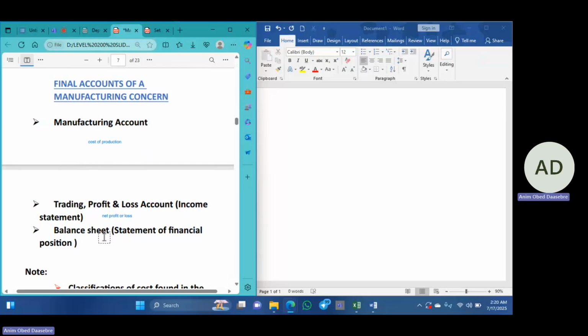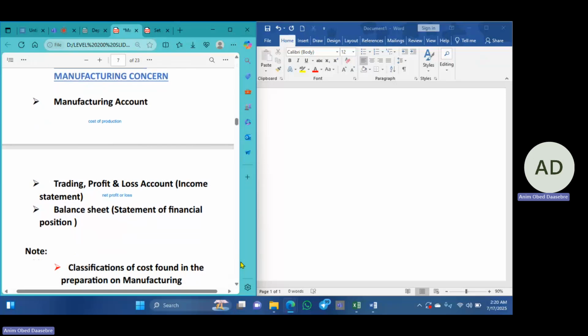And the balance sheet, as you all know, is to compute the capital employed, the closing capital. So that is the basic idea of these three accounts that you are going to prepare under manufacturing accounts.